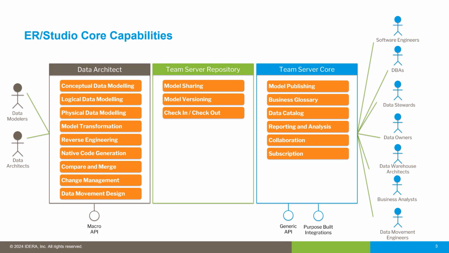ER Studio as a product comprises two parts. Over on the left we've got Data Architect, a thick client tool for our data modelers and architects to be able to create data models, and to document and design data assets. We've then got Team Server, which is split into two parts. We've got the repository part that allows the modelers to store their models and version the models, and then we've got the web front end, Team Server Core, which contains our business glossary and our data catalog. And that's the part that can connect to Microsoft Purview.